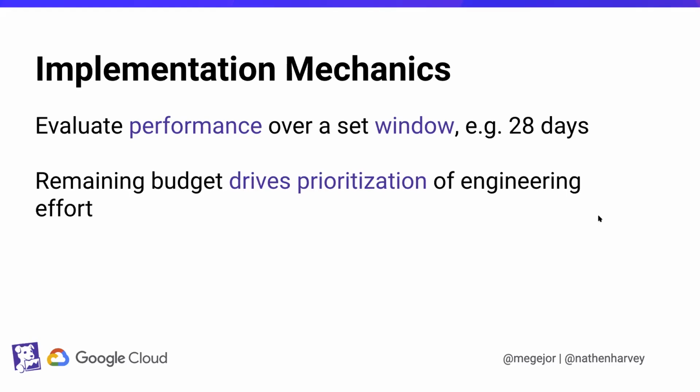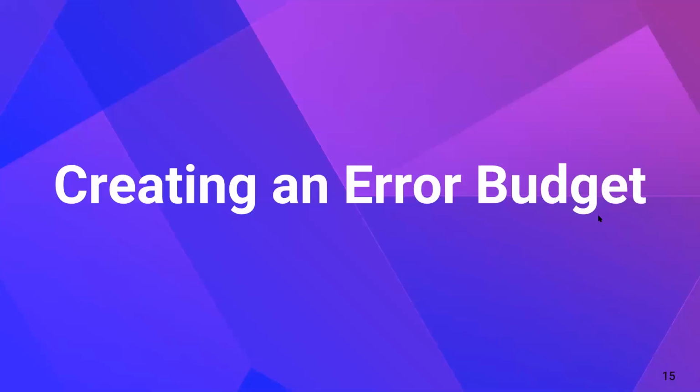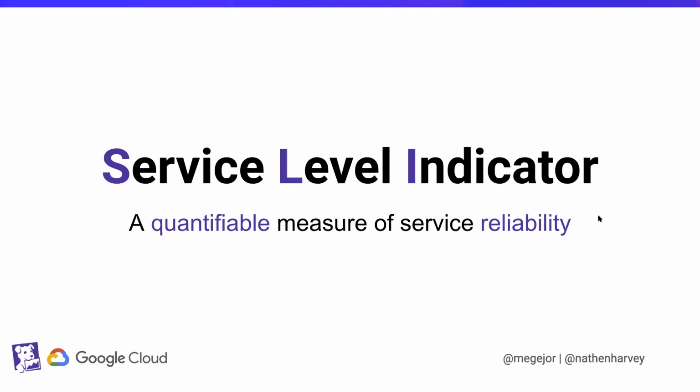So we're going to evaluate our performance over a set window. Maybe we're going to look back over 30 days or look back over 2 weeks or something like that. And whatever budget we have left can help us make that decision: work on features or work on reliability. So let's talk about how we actually go about creating that error budget. We start with a thing that we call SLIs, or service level indicators.